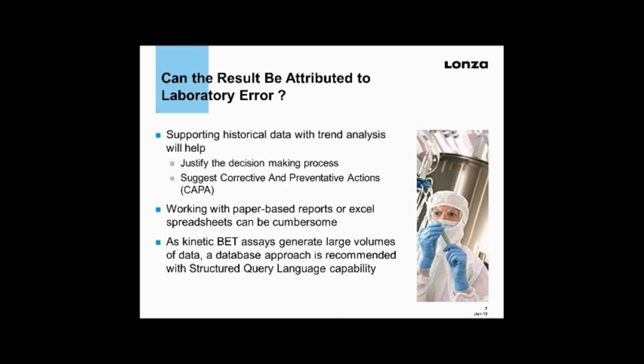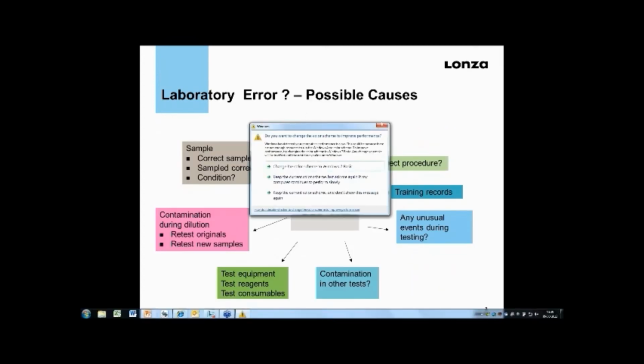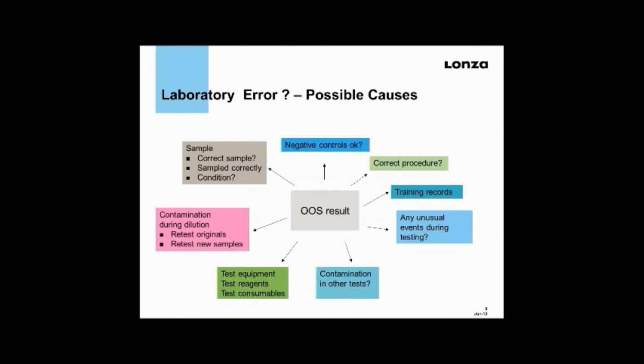In the case of laboratory error, there are a number of parameters that we can look at that could cause an error. This slide gives some examples of that. Karen also mentioned some. Did we get contamination during the sampling? Was the test equipment normal here? Was there contamination in other tests, and so on? So there's quite a wide range of potential causes, and that can make the investigation process a little bit more difficult.